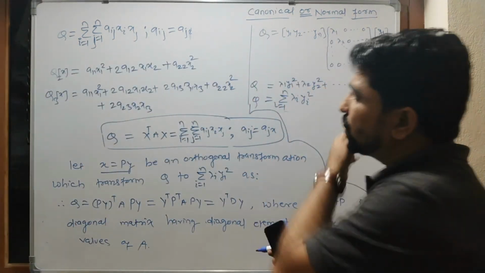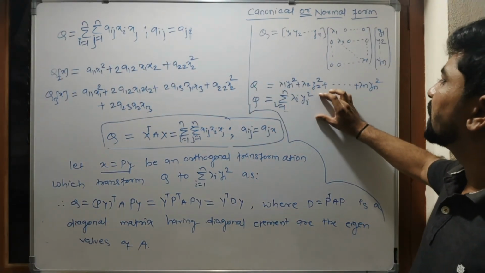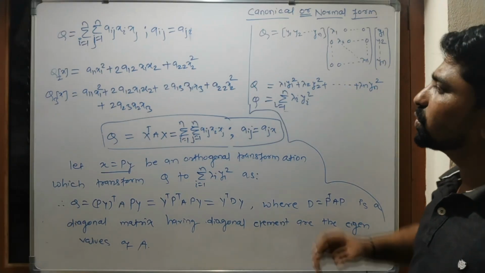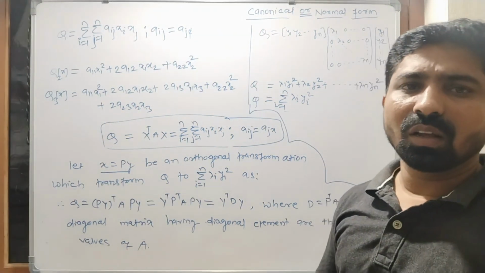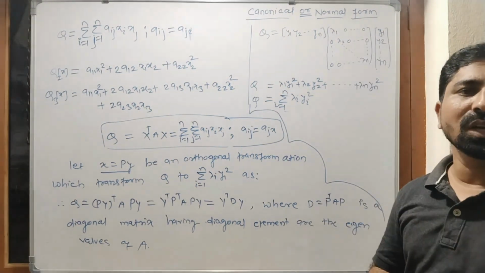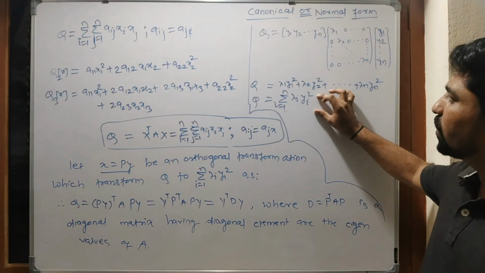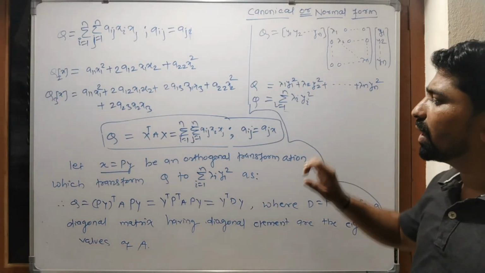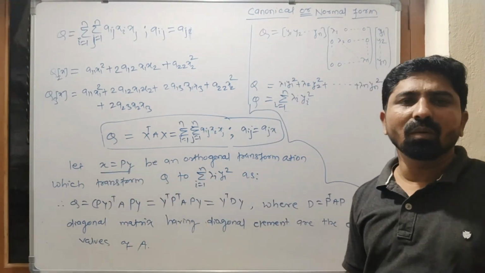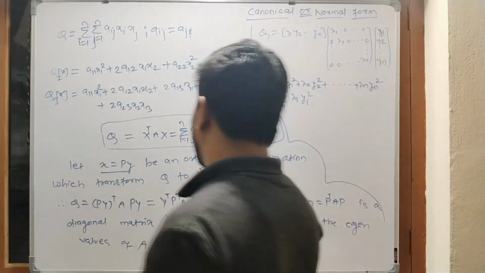So based on this normal form or canonical form, I want to define the nature or value class of the quadratic form by transforming Q to this square form, normal form, canonical form with the help of X equal to PY. So here I will define one by one.